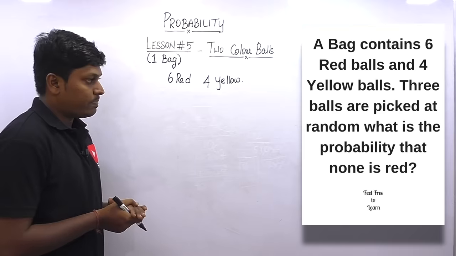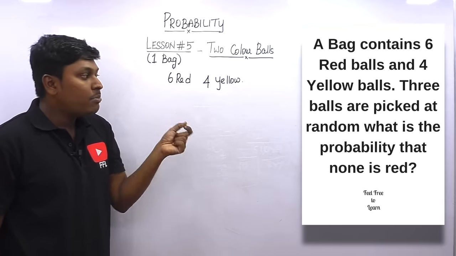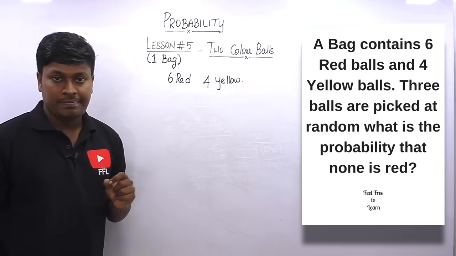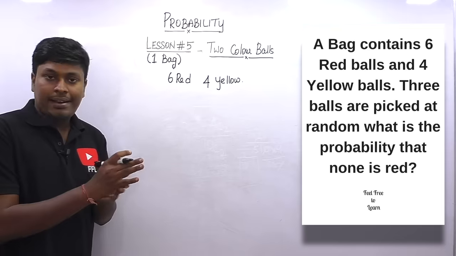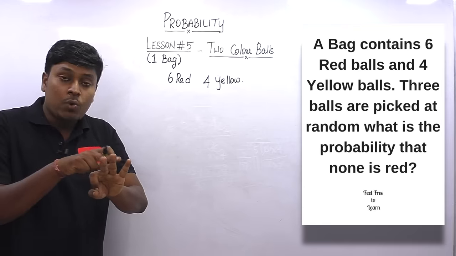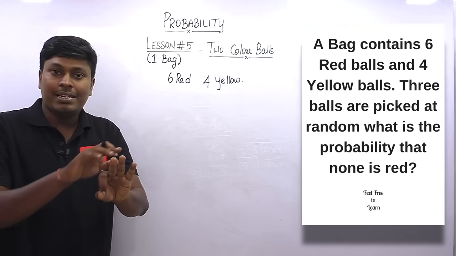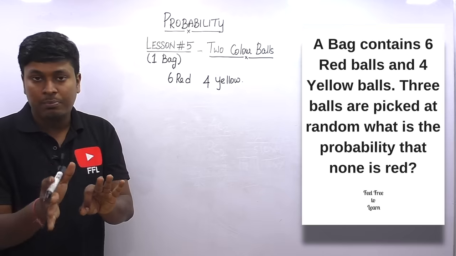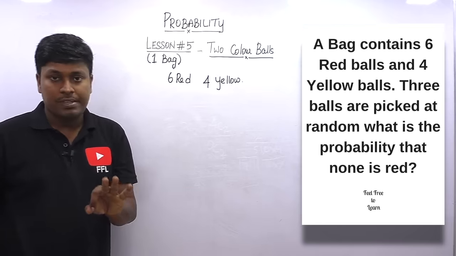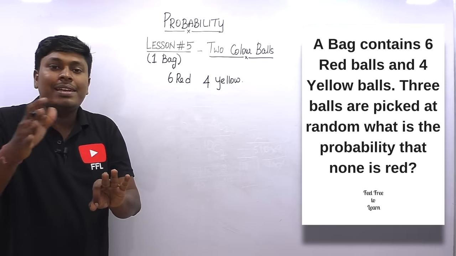Question number 4. A bag contains 6 red balls and 4 yellow balls. 3 balls are picked at random. What is the probability that none is red? So what the question says, similarly a bag contains 6 red balls and 4 yellow balls. Our target is to pick 3 balls, and out of these 3 balls none is red, which means there should not be any red balls, so our target is to pick the remaining color, that is yellow. So got it? Out of these 3 none should be red, that means there should not be any red color balls.